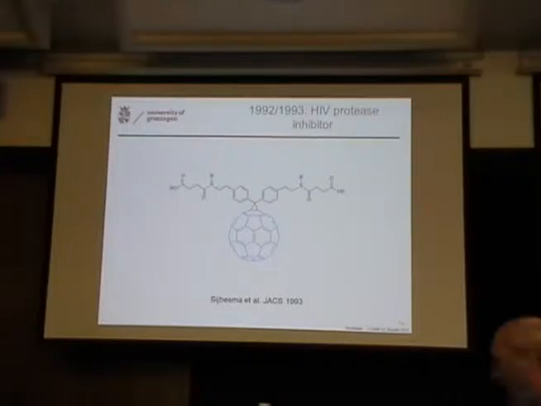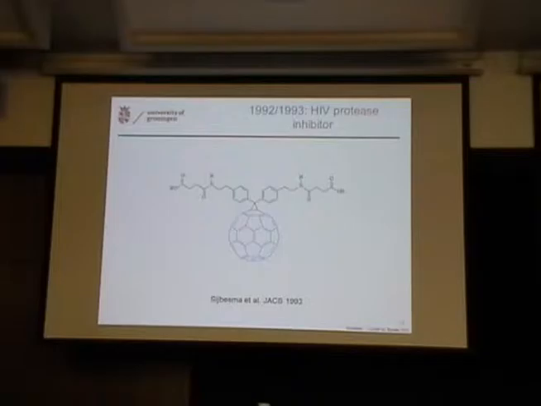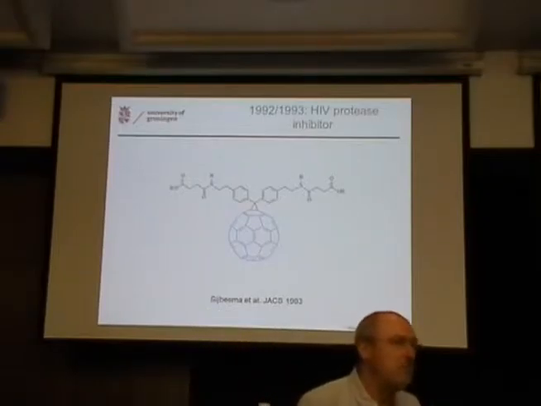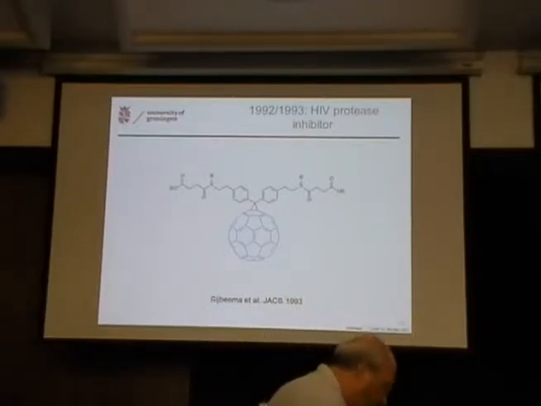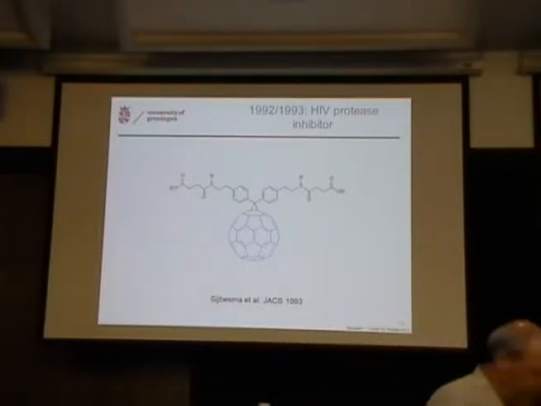So this was the molecule that Sijbesma made. And water soluble because you have this acid and this amide, a little bit like protein kind of groups on both sides. So it becomes so-called water soluble. It's not water soluble at all, but it's somewhat water soluble. Whatever. It's soluble in solvents that you can mix with water.